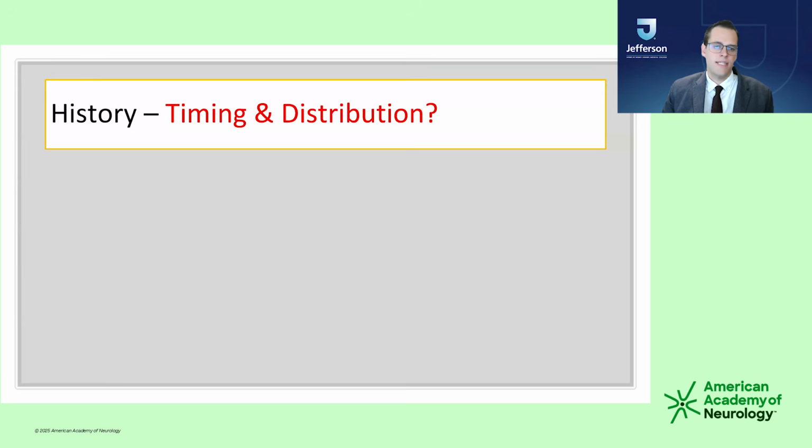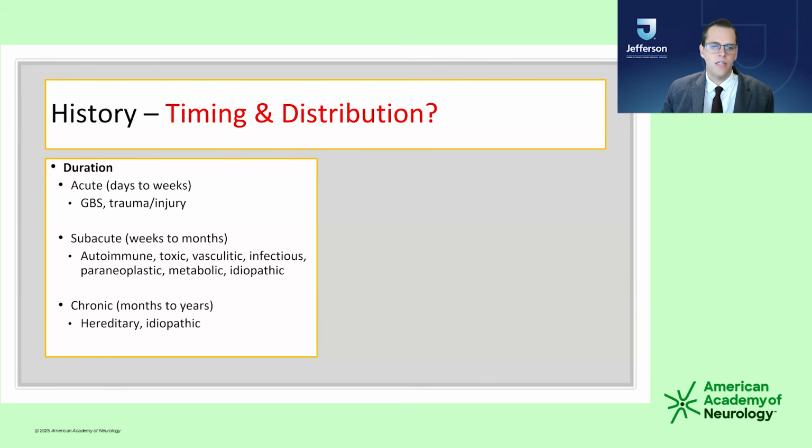First, we'll discuss within the history the timing and distribution of the symptoms. Timing-wise, such as duration, you want to think of it as an acute process, such as days to weeks. Is it subacute, weeks to months, or chronic, months to years? Depending on that duration, that may help you categorize what can be within your differential.